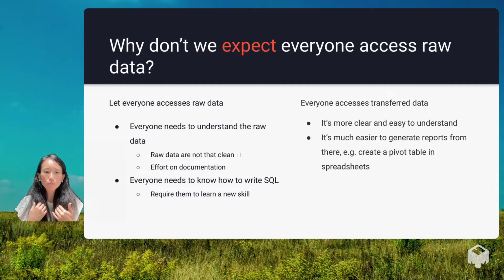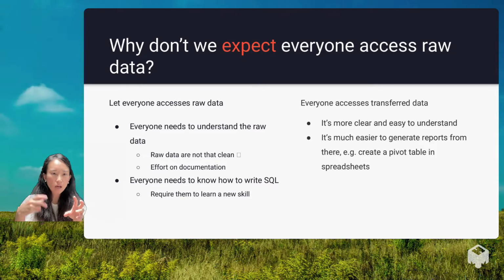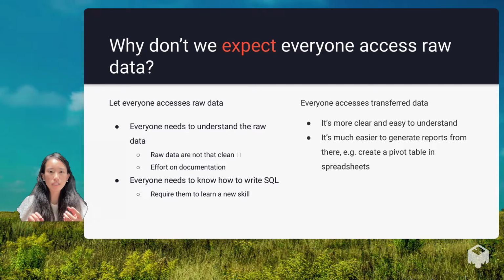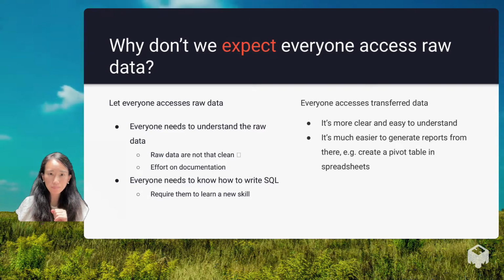And for the data users, the concept is more similar: we give them a quite big spreadsheet, and then they just do the pivot table from the spreadsheet. They can easily pick some columns and sum or count the data they want. So that's a lower criteria for them. So we don't expect everyone to access the raw data. We expect them to access the transfer data.